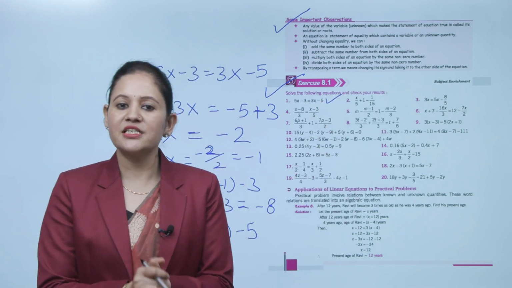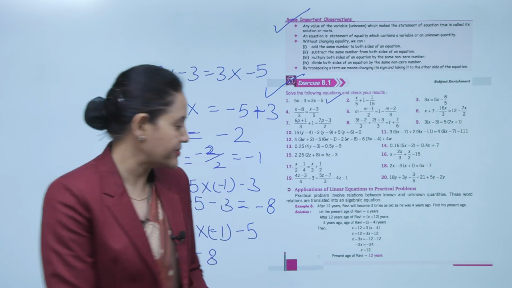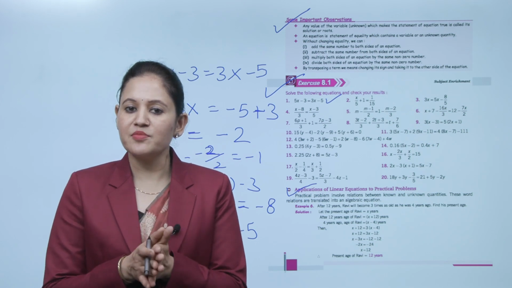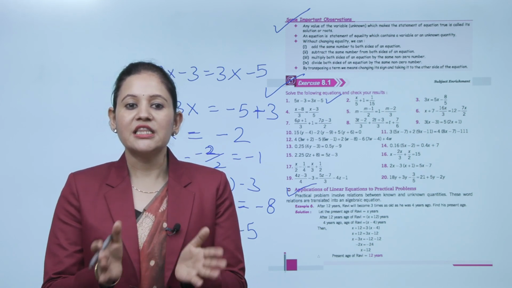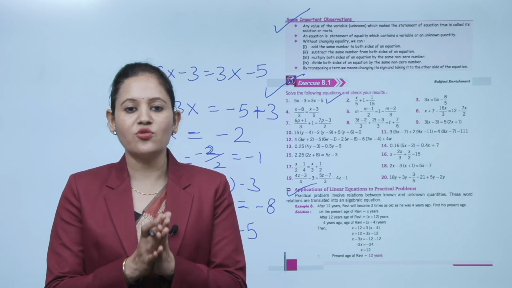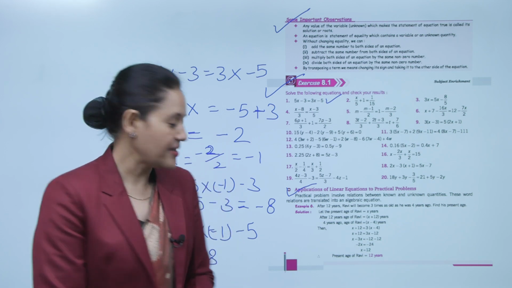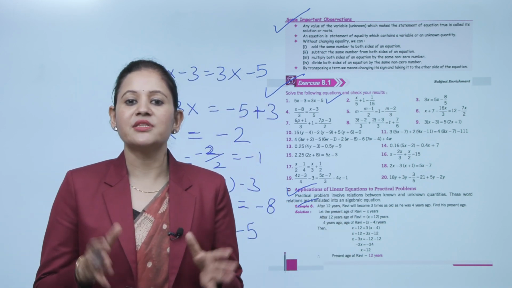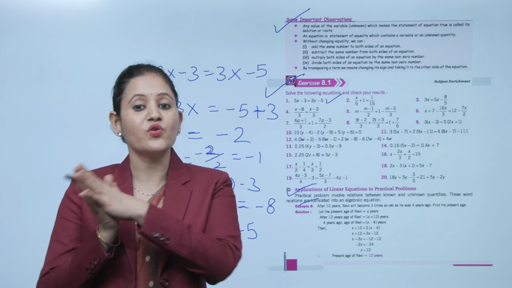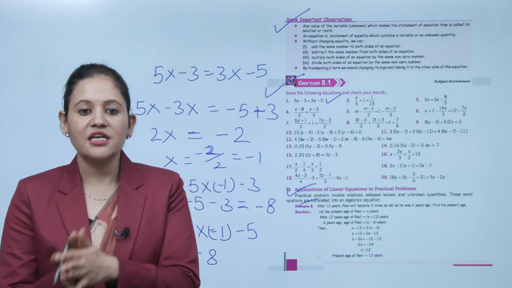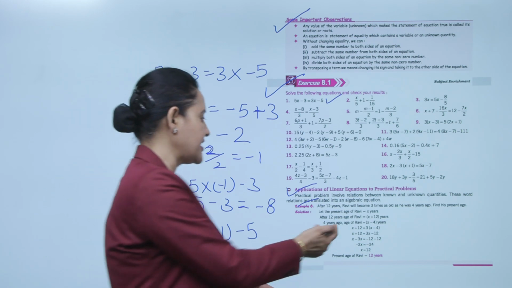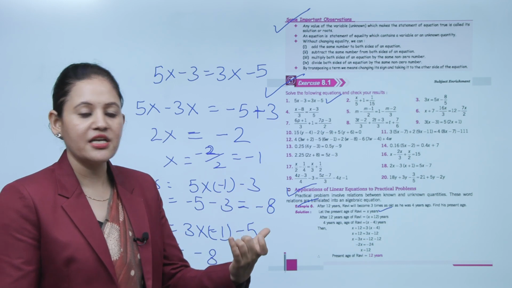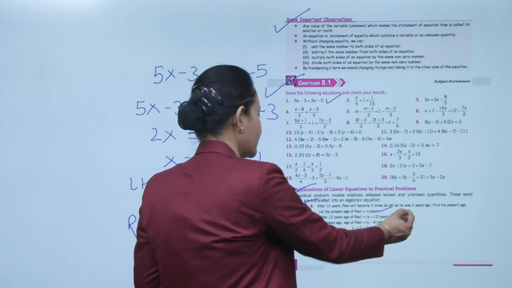Clear? Next is application of linear equation to practical problems. Practical problems involve relation between known and unknown quantities. These word relations are translated into an algebraic expression. We'll take an example. After 12 years, Ravi will become 3 times as old as he was 4 years ago. Find the present age. Suppose the present age of Ravi is x years. Now, after 12 years, his age will be x plus 12 years.